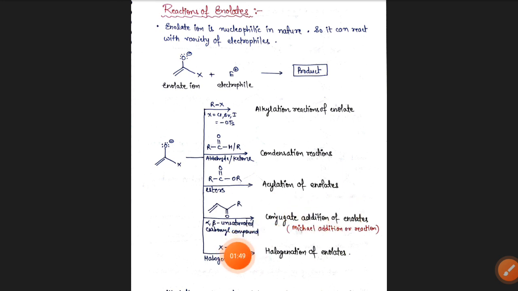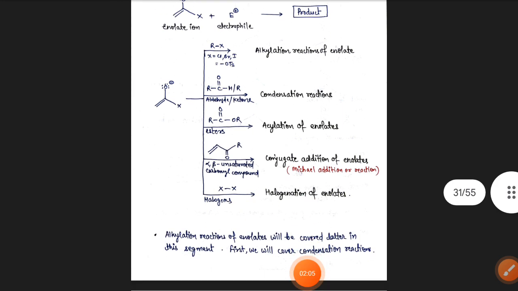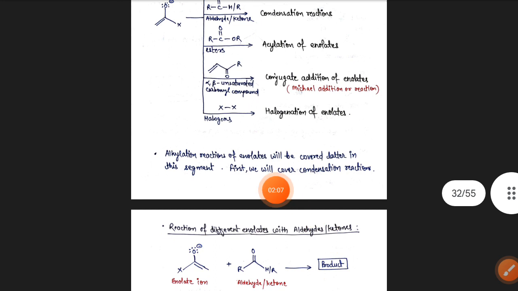If an alpha beta unsaturated carbonyl compound is there, then conjugate addition of enolates occurs, and it is called Michael addition or 1,4 addition reaction. If halogens are the reagent, then halogenation of enolates occurs. So the alkylation reaction of enolates will be covered later in the segments. First I will discuss the condensation reaction.